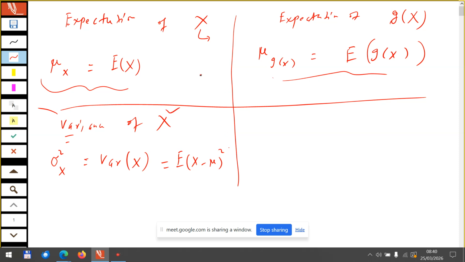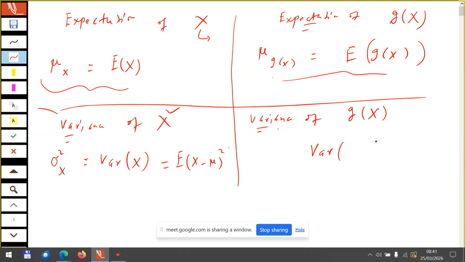Now, using similar methodology, we would like to think about the variance of some other variable which is related to x but not x itself, and it is g of x. Just like we did it for expectation. So how should we define the variance of g of x? Can someone suggest? If I start with variance, what should I do?